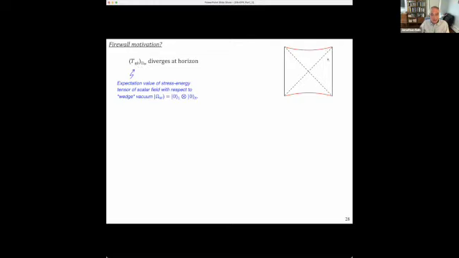So that's an indication that there's a firewall, there's a divergence in energy with respect to a quantum field at the event horizon of a black hole.